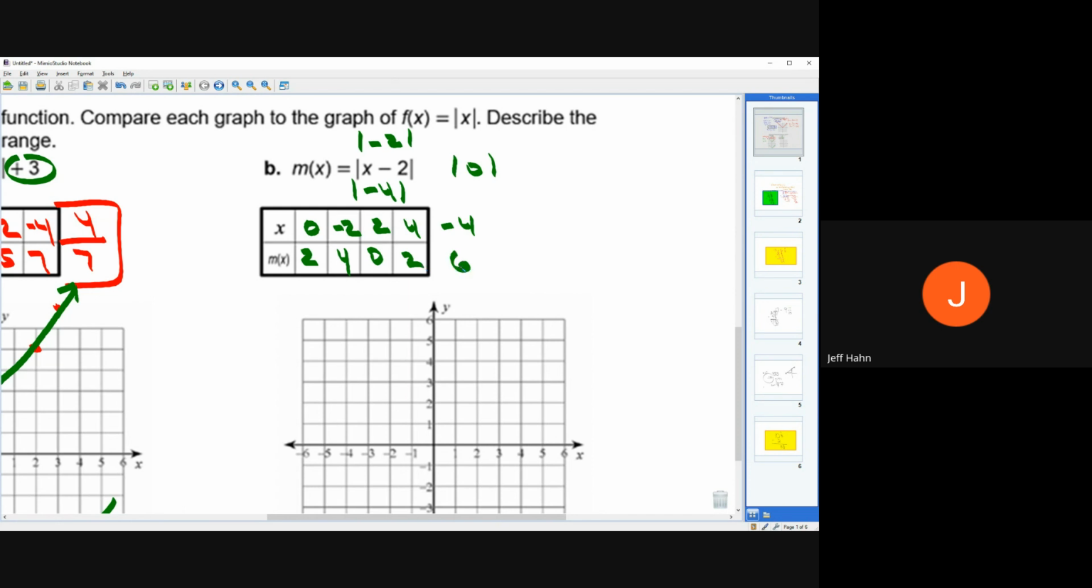If I put negative 4 in there, negative 4 minus 2 is negative 6, absolute value of that is 6. Now, do you want me to do that again slowly? Yes. Here we go, ready?